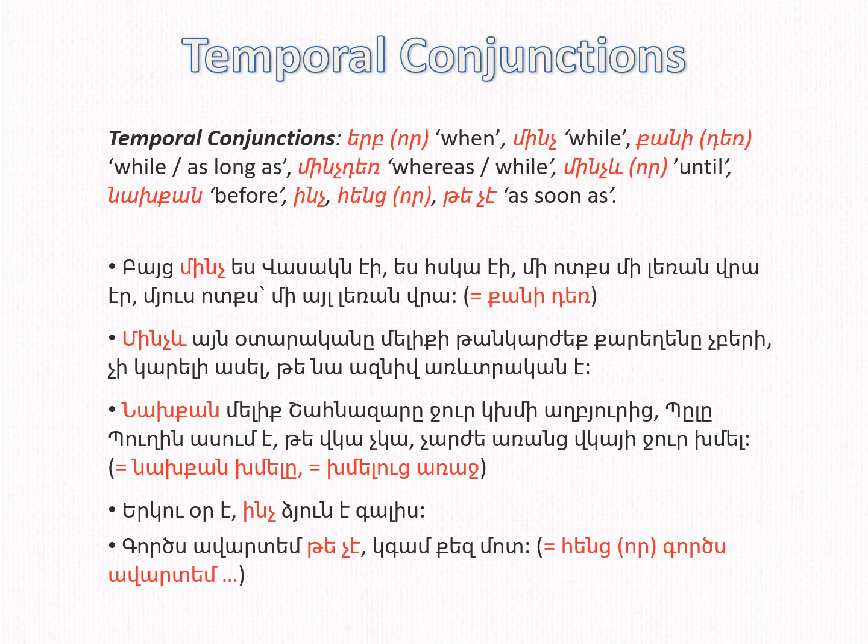Armenian uses several temporal conjunctions to express duration, simultaneity, and sequence. Some of them overlap in meaning but differ in nuance and usage. For example, yerb vor, minch, while, kani der, while, as long as, minch der, whereas, minchev vor, until, nachkan, before, hence vor, teche, as soon as.